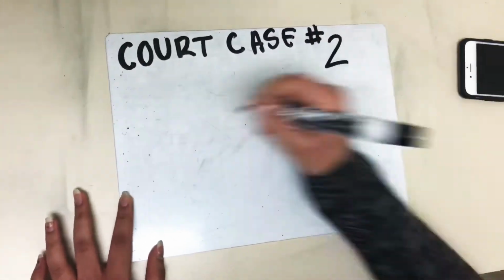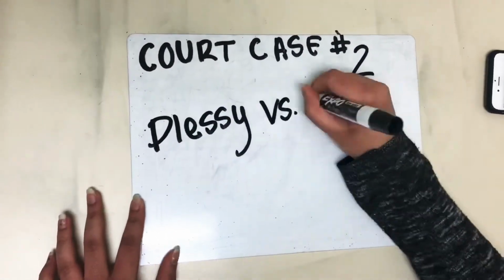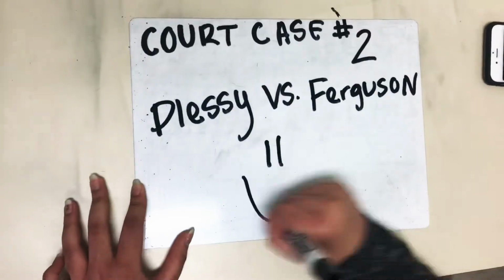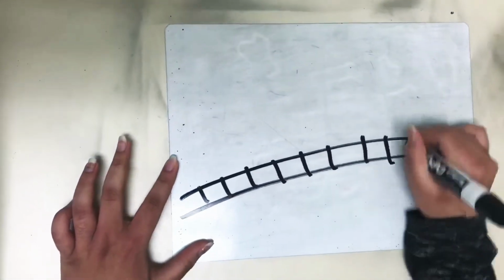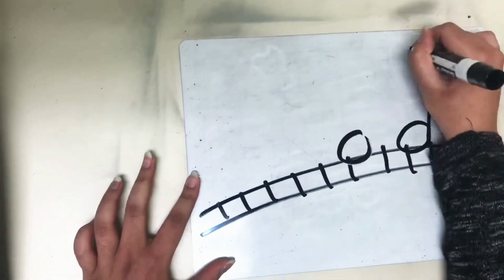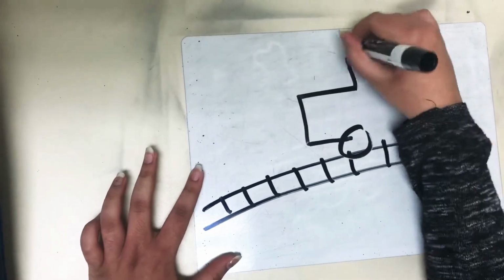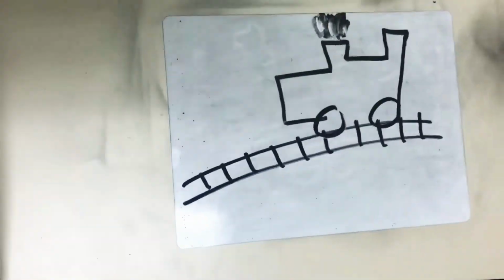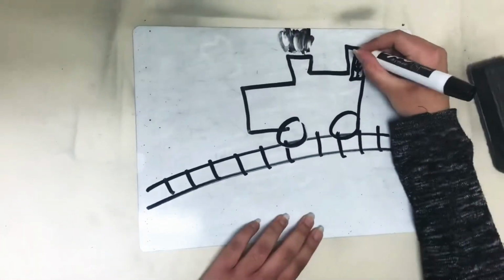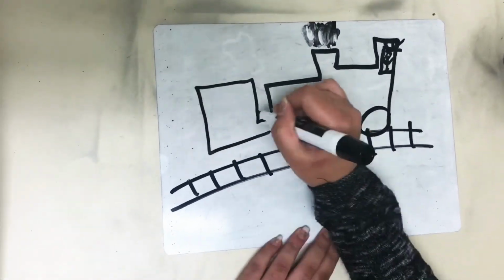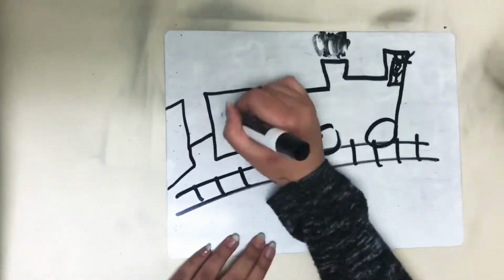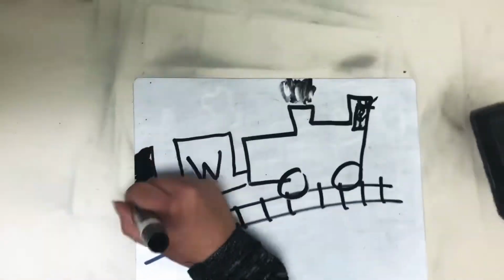Court case number 2, Plessy versus Ferguson. There was train-based segregation going on all throughout America. Trains had segregated cars. There was one for only whites and one for only blacks under the Separate Car Act in Louisiana.